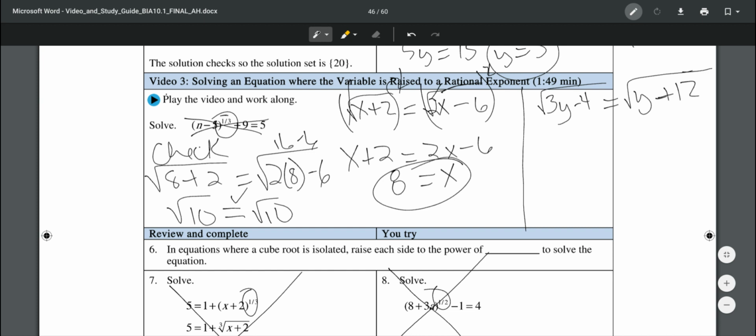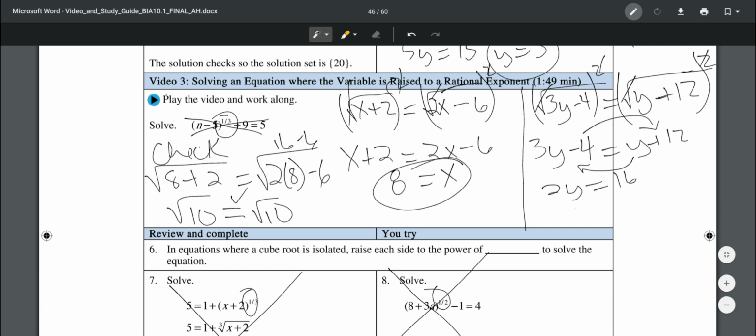We're going to do the same here. I'm going to take the square root of both sides. The squares cancel the radicals. 3y minus 4 equals y plus 12. I'm going to move 4 over, bring y to the front, move 4 to the back, so that would be 2y equals 16. So here again, y equals 8.